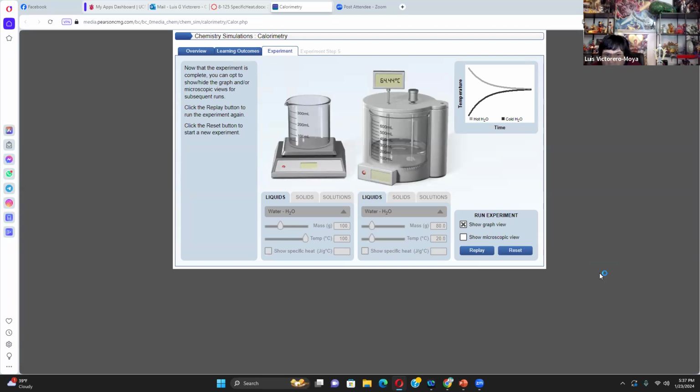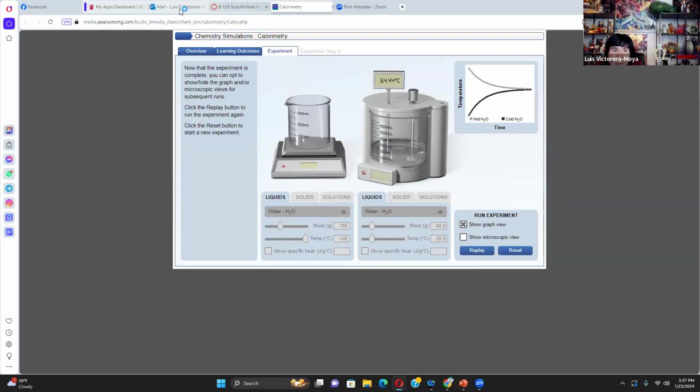So there is a change in temperature in the cold water, from 20 to 64.44. And there is a change in temperature from 100 to 64.44. So the hot water is losing heat and the cold water is gaining it. And the idea with the lab is to compare both.